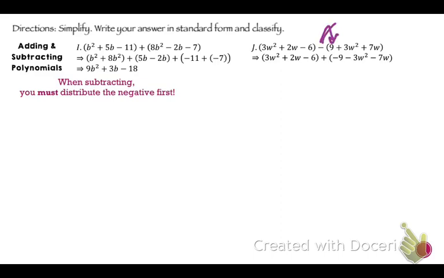So really what I did there is went like this. Okay? And now it's the same exact problem as the one before. We're combining like terms. So 3w squared minus 3w squared is going to cancel. 2w plus negative 7w is negative 5w. Negative 6 plus negative 9 is negative 15.